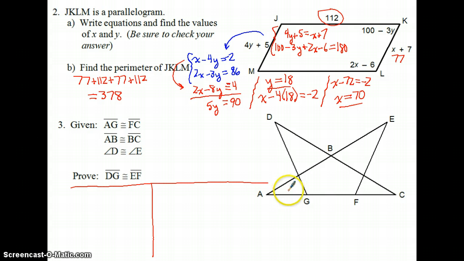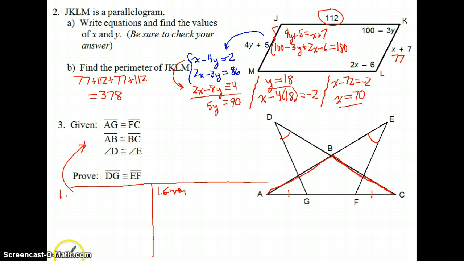All right, AG is congruent to FC. Ooh, I smell angle addition. I'm guessing AF is eventually going to be congruent to GC, but we'll see. AB is this one, is congruent to BC. Ooh, look, isosceles triangle. That's kind of nice. And angle D is congruent to angle E. All right, we're trying to prove that. So, step, save myself some room here. That's the given stuff.